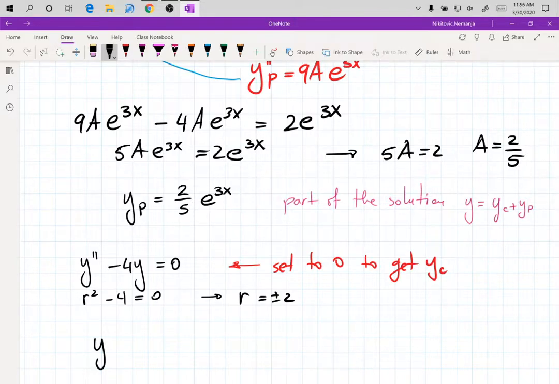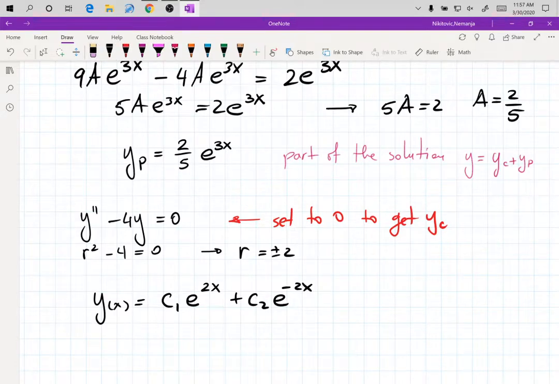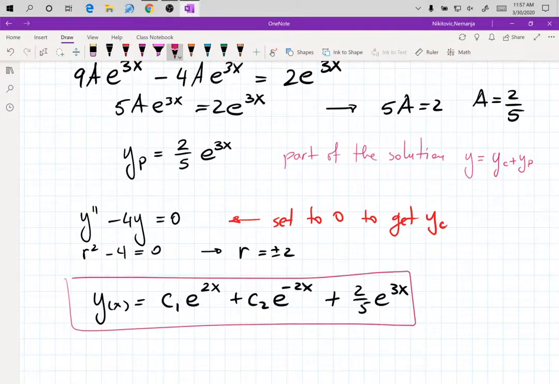So we have our y of x solution to be c1 e to the 2x plus c2 e to the negative 2x. You learned this in 3.1, right? All of this over here is 3.1. And now we have plus 2/5 e to the 3x because of the forcing term, and that is our solution to the differential equation, where this part here was obtained through what we call undetermined coefficients, right? The undetermined coefficient a was determined in this problem by simply figuring out that it's 2/5, through comparing coefficients of both sides.